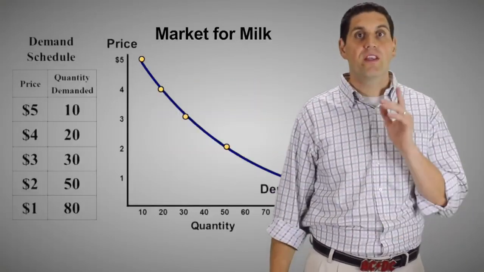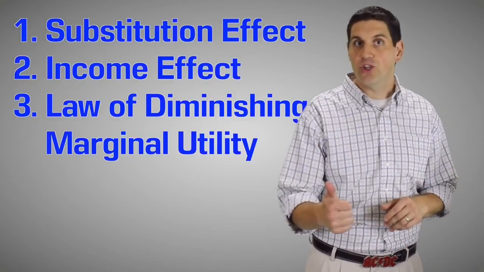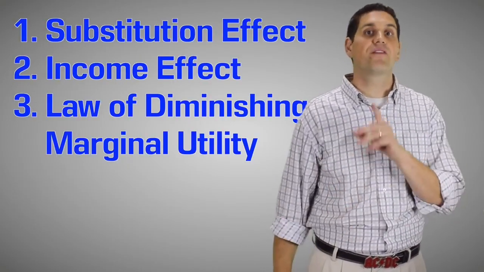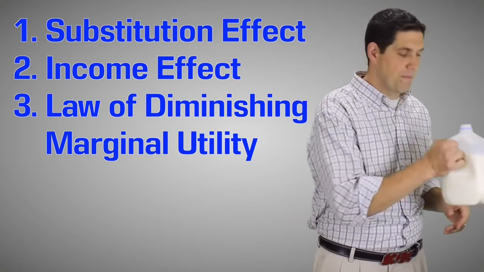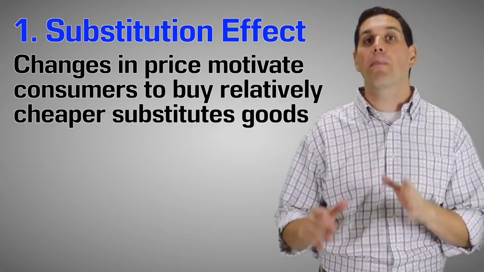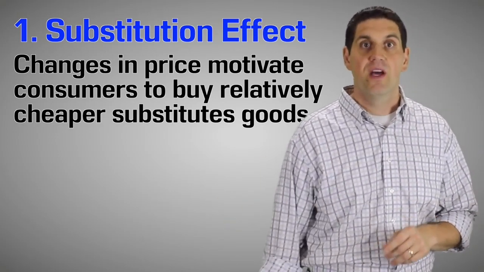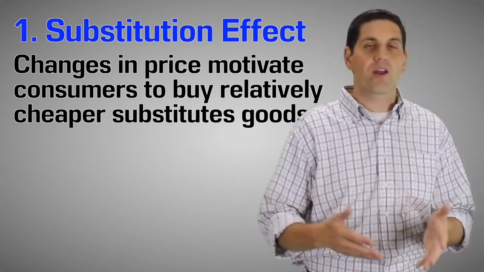Now there are 3 reasons why the demand curve is downward sloping. It's the reason for the law of demand. It's the substitution effect, the income effect, and the law of diminishing marginal utility. Substitution effect says price goes down for milk. People are going to buy more milk because they're going to move away from other products that are now relatively more expensive. So instead of buying juice, people will turn around and go buy more milk.